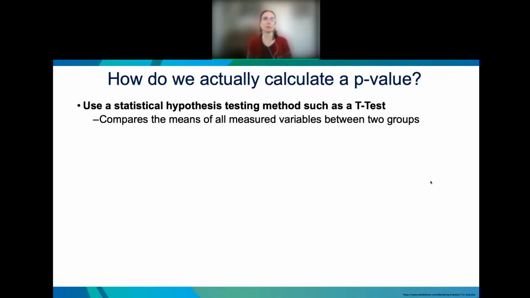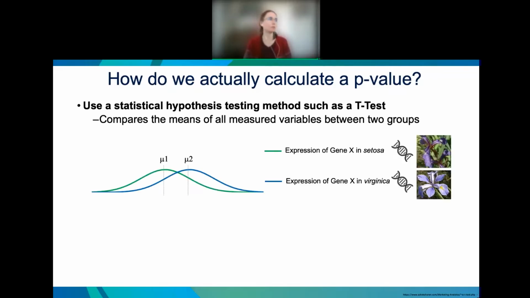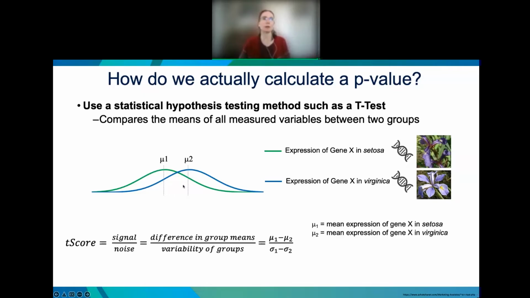The t-test compares the means of all measured variables between two groups. So for example, here I'm showing some fake example data where we have a hypothetical gene X. We can look at the expression of gene X, the distribution in Setosa, and the expression of that same gene in Virginica. We can see the means of both of these distributions are far apart from each other. There's a difference here.